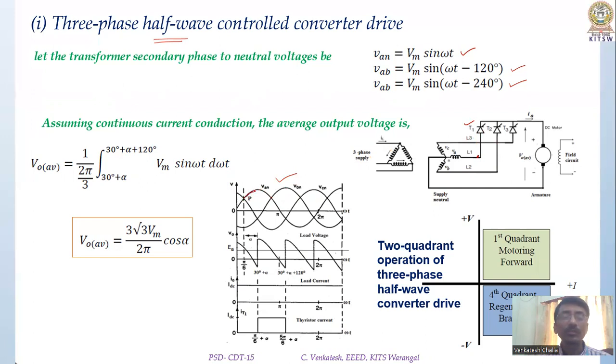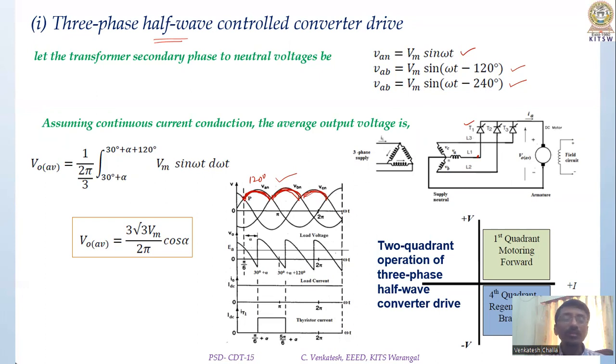During this portion, VAN is greater than VBN and VCN. So this is the duration during which the thyristor T1 can be turned on. Similarly, this range will be the one where the second thyristor can be turned on. And here, this is the duration during which the third thyristor can be turned on. You can see these crossover points are located 120 degrees apart. When T1 is triggered at this crossover point, it can conduct for 120 degrees. At the next crossover point, we can trigger T2. So each thyristor will be conducting for 120 degrees.